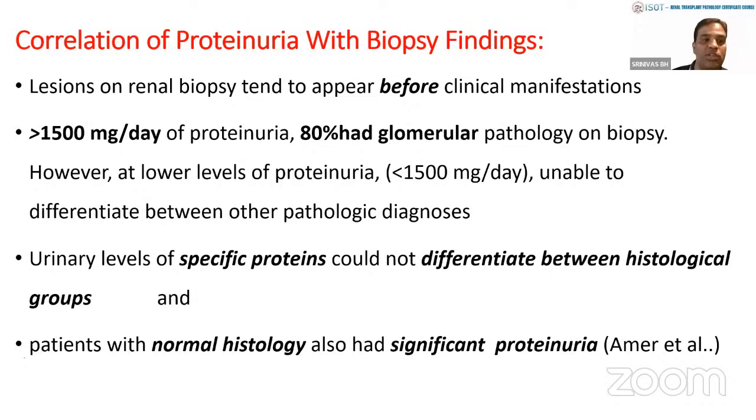Whenever the proteinuria is more than 1500 milligrams per day, it suggests, 80% of the times, a glomerular pathology. However, with a lower level of proteinuria, below 1500 milligrams, we are unable to differentiate the pathological diagnosis. So we don't know whether it's glomerular or tubular proteinuria. The other important finding is that the urinary levels of specific proteins cannot differentiate between the histological groups, so we need to work it out with the biopsy. Sometimes, rarely, even the biopsy may show normal histology, but clinically it will show significant proteinuria.